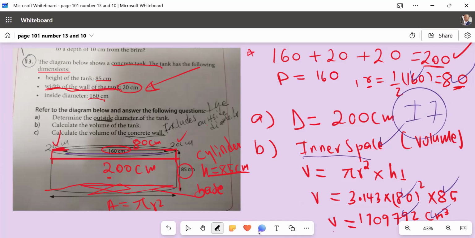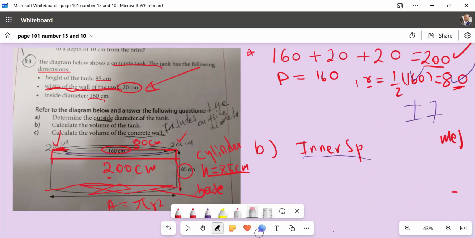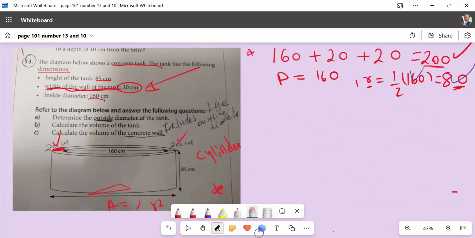So now we're going to do number C. On number C, we are required to calculate the volume of the concrete wall. Now here, I'm going to remove all this. I want to calculate the volume of the concrete wall. I can grab a pen there, number C.